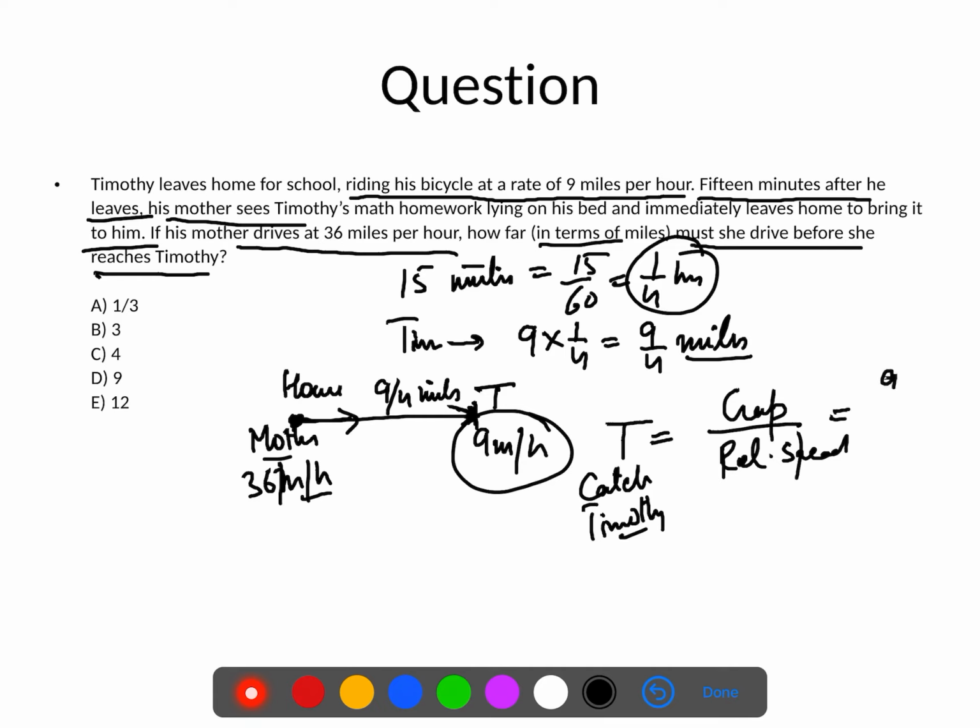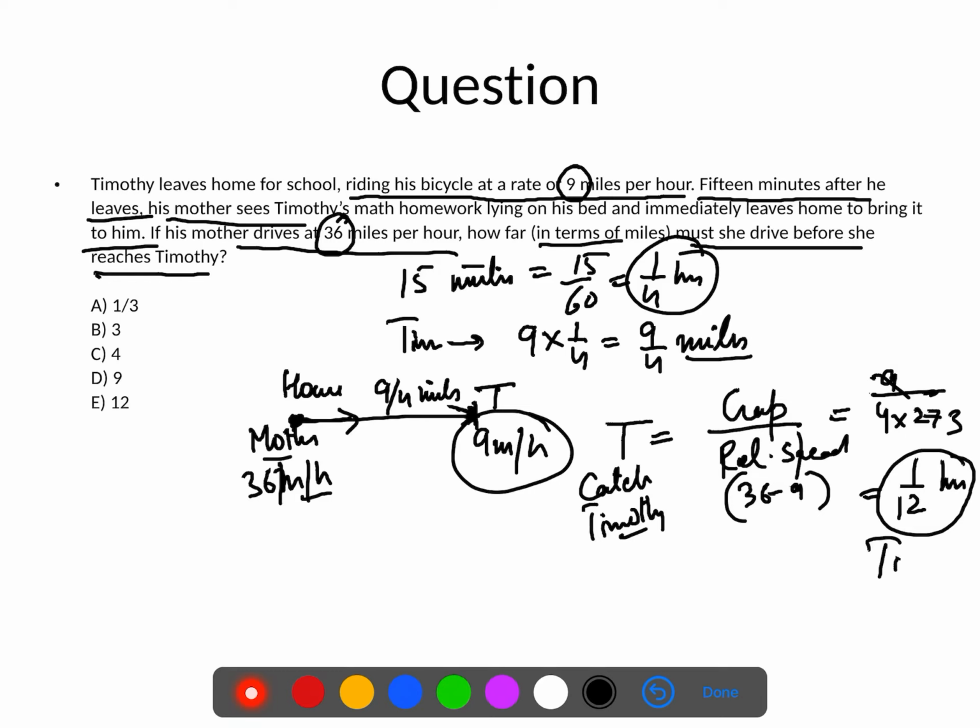So the gap is 9 over 4 miles. And the difference of speeds is 36 minus 9, which would be 27 miles per hour. So she'll take 1 over 12 hours to catch Timothy. This is the time taken by the mother to catch Timothy. The question is how long she needs to travel.